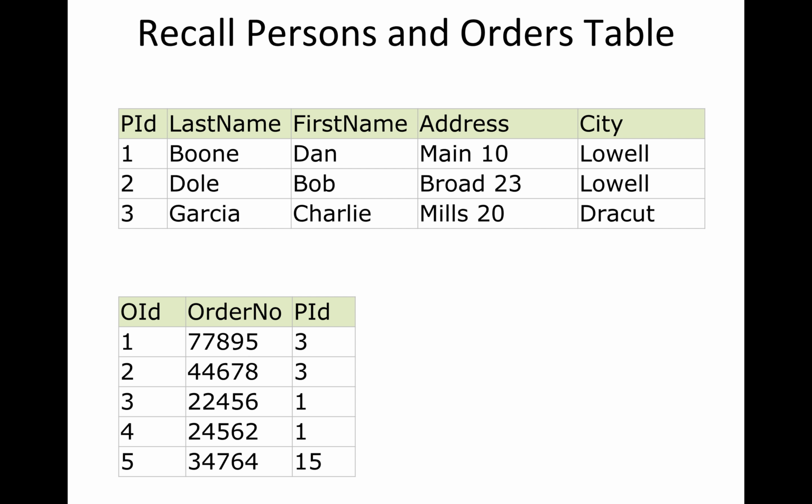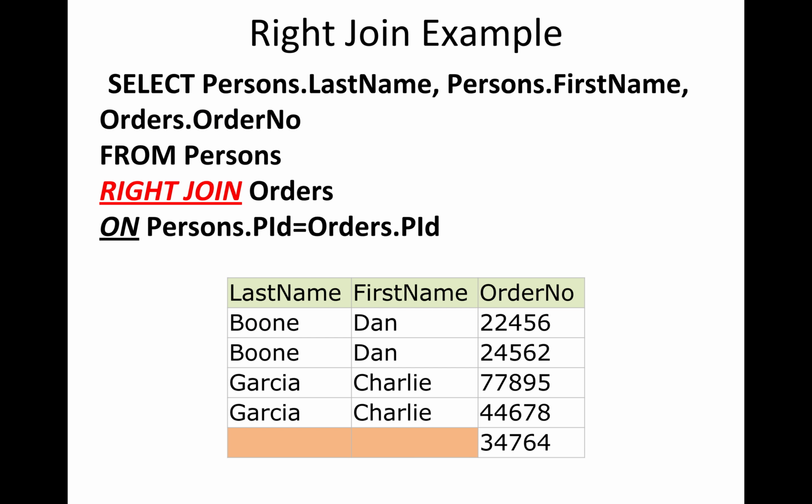So in this case, if we have the original orders table, we know that there's a couple of orders that have no match with the person table. But we want the orders anyway, right? So we're saying right join order, meaning we want the orders, even the ones that don't match. So here's all the orders, and some of them have no matching record with the person. So those are padded with null.